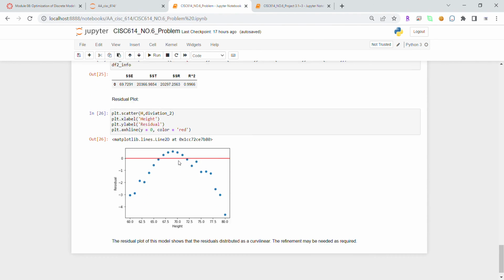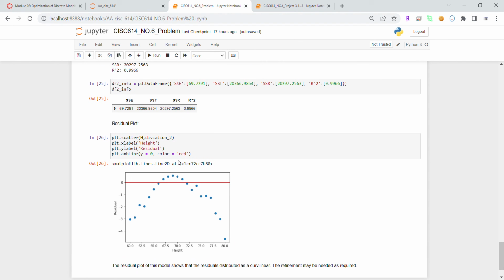From this residual plot, we can see that the residuals are distributed curvilinearly. So the second model, where the weight is proportional to the cube of the height, needs refinement as required. So this is the problem in assignment 6.